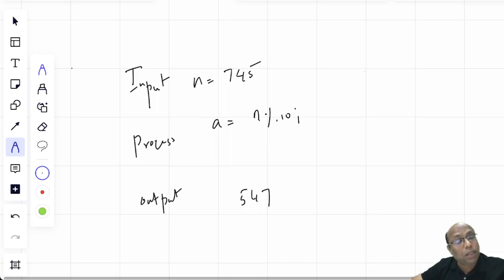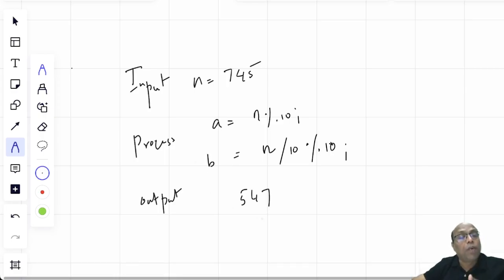74 tens are 740. What is remaining? 5. Now I need 4. How to get the 4? If I say n divided by 10, 745 divided by 10 is 74. From 74 I want 4. Okay, simply put mod 10. 74 mod 10. 74 divided by 10 is 7. What is remaining is 4, which is b.